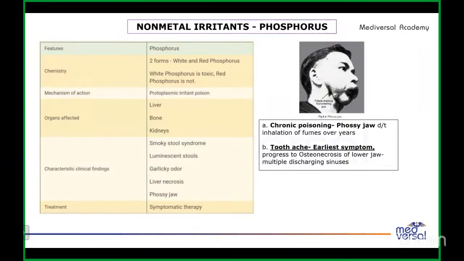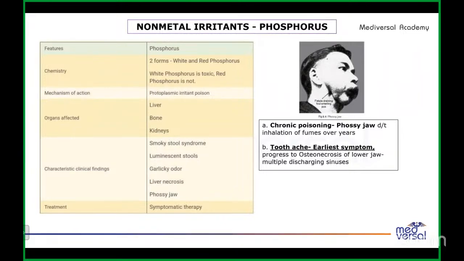The majorly affected organs are liver, bone, and kidneys. What I want you to remember from phosphorus is the matchstick, although it's the red phosphorus which is non-toxic, but it leads to glowing up, right? So anytime there's phosphorus poisoning, you will remember everything will start glowing up, everything will start becoming luminescent, luminescent vomitus, luminescent stools. These are all features of phosphorus poisoning.